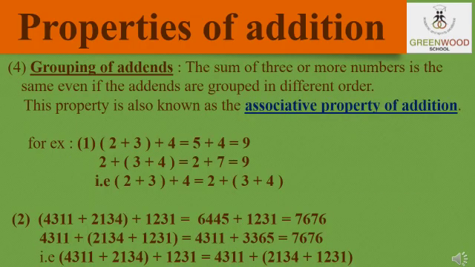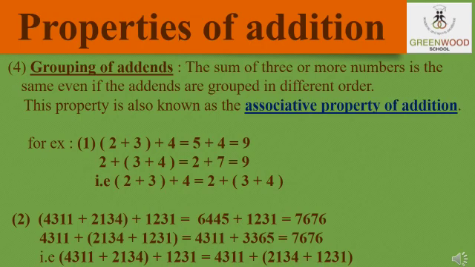The last property is grouping of addends. The sum of 3 or more numbers is the same even if the addends are grouped in different order. This property is also known as the associative property of addition. First, let's see a simple example. In the first one, 2 plus 3 plus 4. These three numbers we have to add. But 2 plus 3 is given in brackets. So first 2 plus 3 will be added and then its answer will be added to 4.